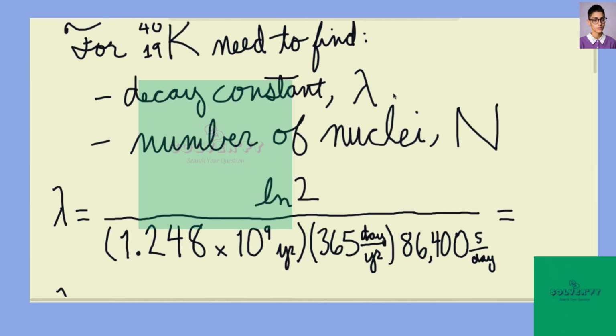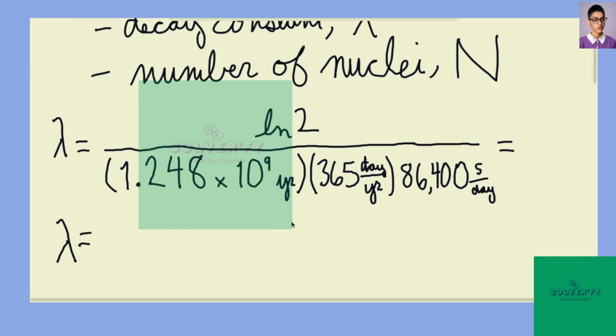In order to find the decay constant, we have a formula in which the natural log of 2 is in the numerator and the half-life in terms of seconds is in the denominator. We're given a half-life in years, so we'll have to convert it before doing the division. The conversion goes as follows. We have the actual half-life in years. We multiply it by the number of days in a year and multiply that by the number of seconds in a day.